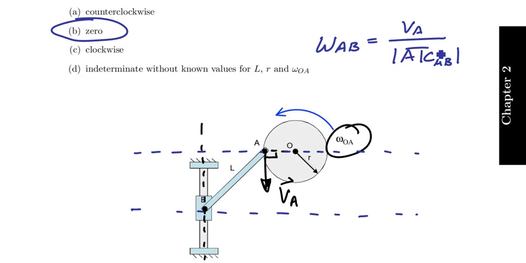Since that instant center is located at infinity, we know that we're going to end up with here something like omega AB is equal to a finite speed divided by infinity, which of course implies that it's equal to 0.